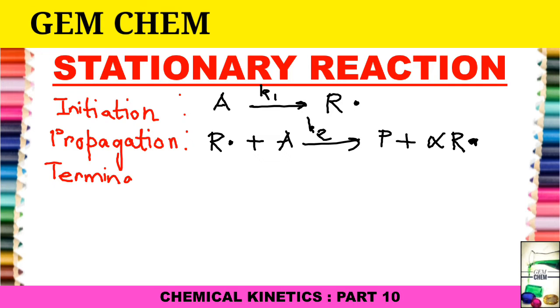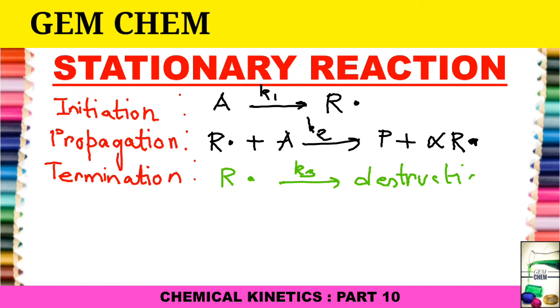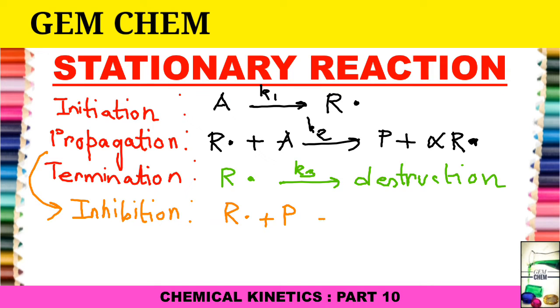So the termination step is also important for the reaction to get ended, right? So in this case, what happens is R dot undergoes some reaction and itself gets destroyed. So there is a destruction. In some cases, there is inhibition, that is, in the propagation step there is a stoppage of the reaction, which is known as the inhibition step. What happens in the inhibition step is that R dot plus product produces A plus R dot, and the effect is that the net rate gets decreased.